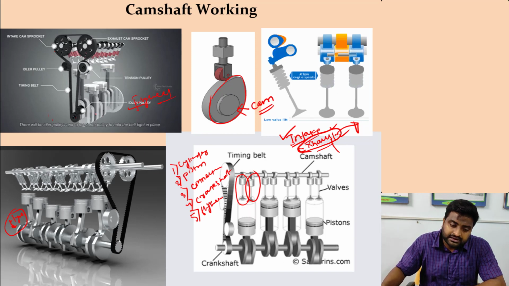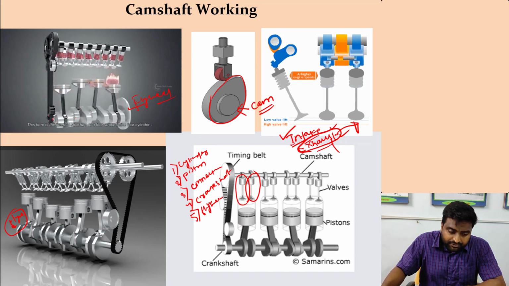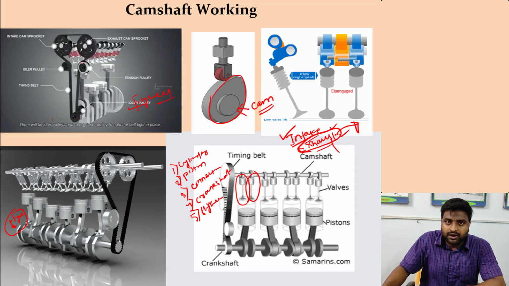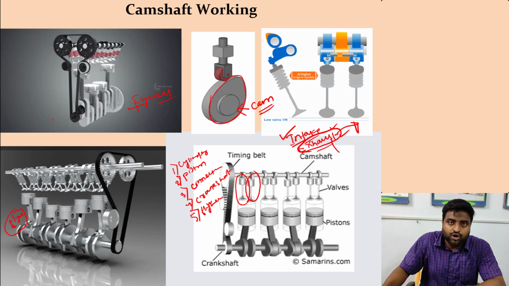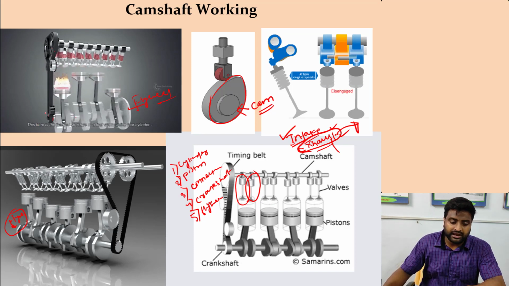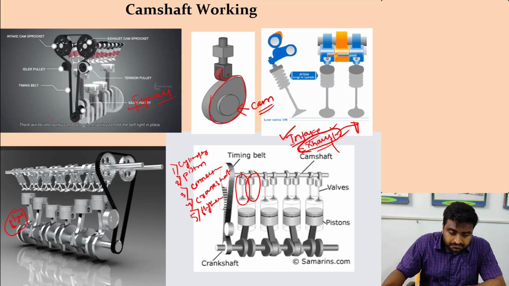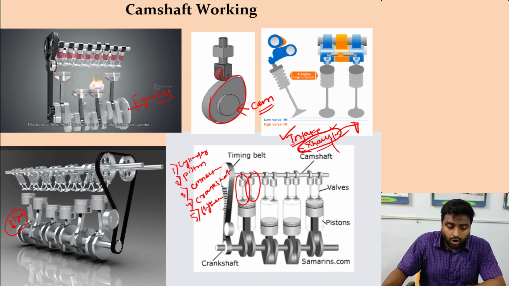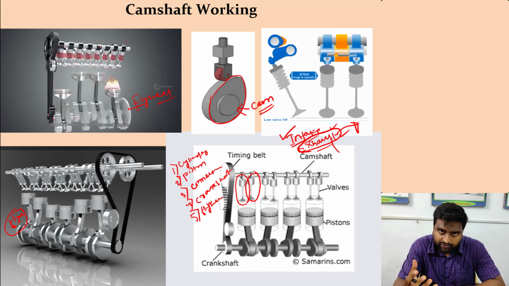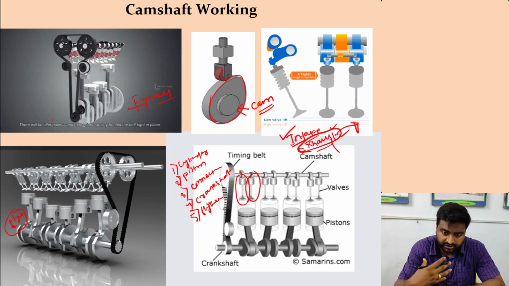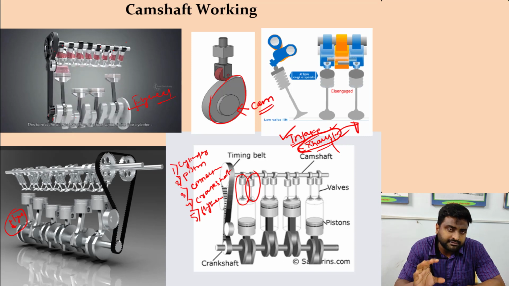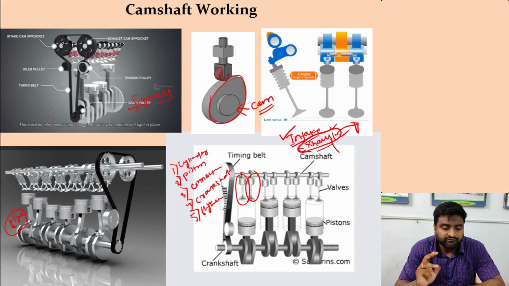So how are these operated? This takes the power from the crankshaft with the help of belt and pulley, and mainly helps in opening and closing of the valve. These are arranged in such a way that the valves open or close due to this camshaft. Later on, when I tell you the valve function, I'll tell you in detail how this is done. But for now, we can just say that the camshaft is the part which helps in the opening and closing of the valves.